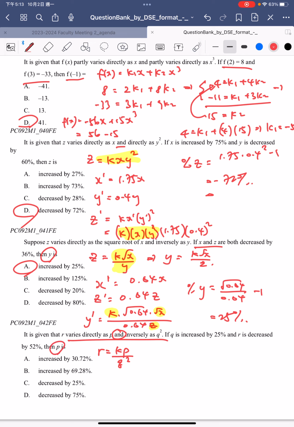So first of all, make P the subject. We have P is equal to RQ squared divided by k. Now the new Q is equal to 1.25Q, and R is decreased by 52%, so it's equal to 0.48R. Then we can find our new P is equal to the new R, 0.48R, times the new Q, which is 1.25 squared, times Q squared divided by k.